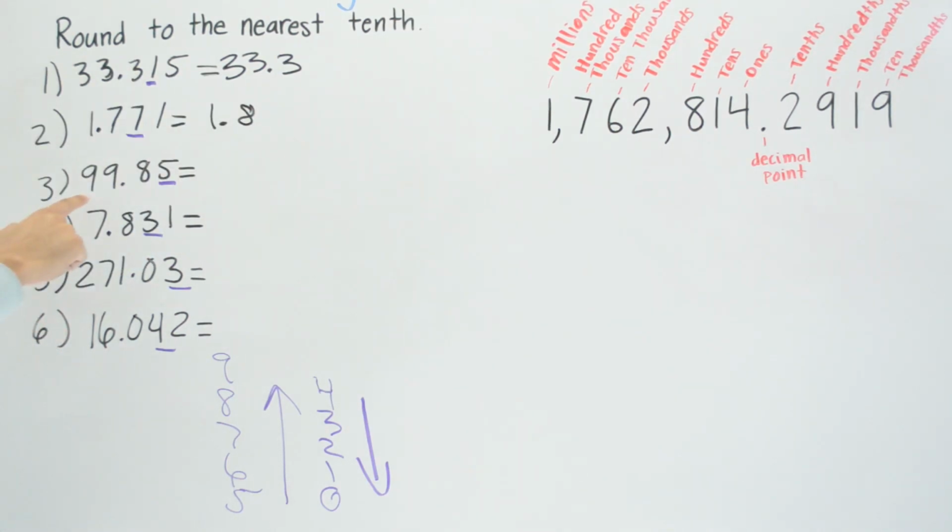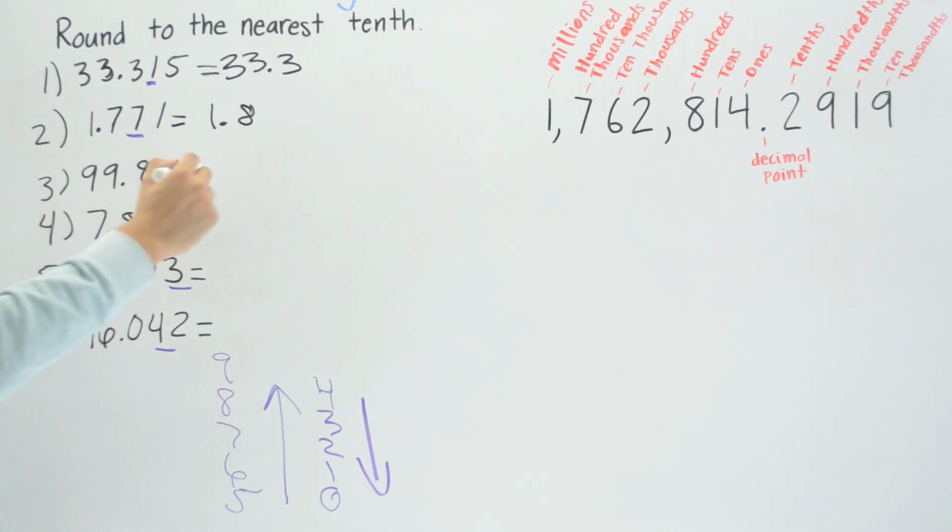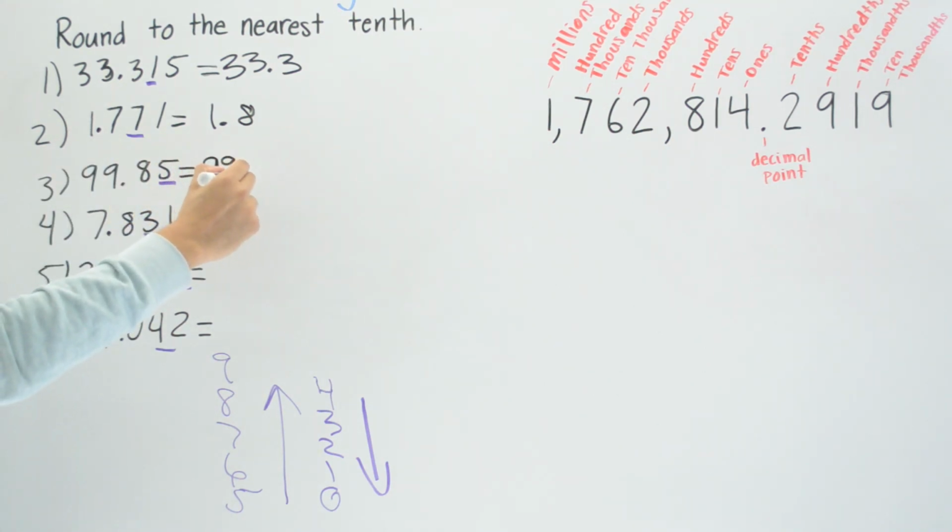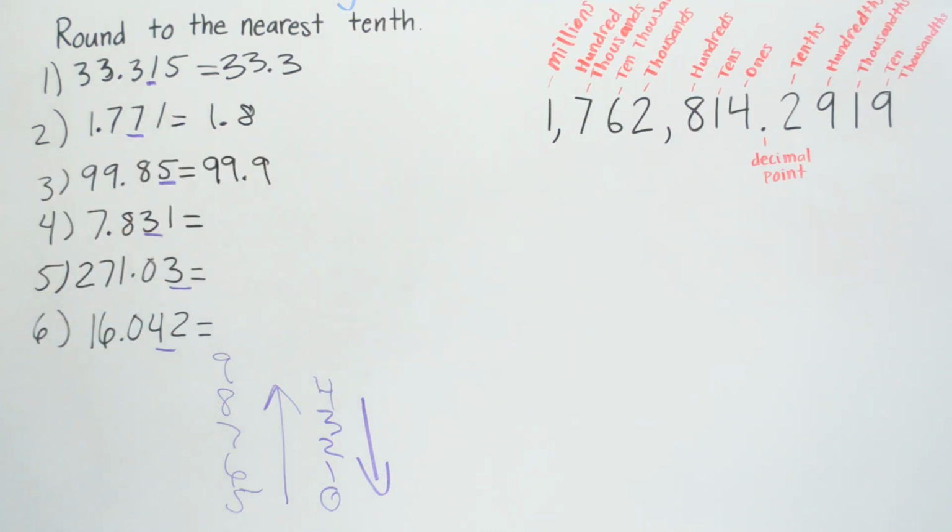And on the third one, we have 99.85. We know that 5, we're rounding up, so that 8 becomes a 9. So our answer should be 99.9. On the fourth problem, we have 7.831. We're going to look at the 3. And the 3, we're rounding down. So our answer is going to be 7.8. We don't move the 8, the 8 stays the same.